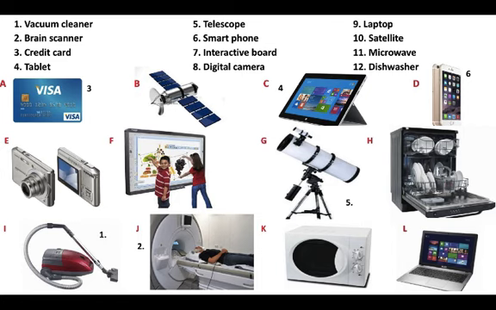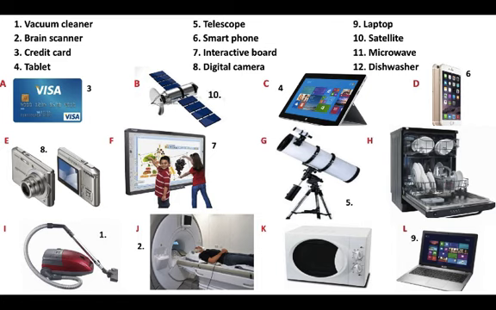Next one, smartphone. It's a 6. Interactive board. It's 7. We can use it, for example, in the classroom, or sometimes in our meetings, or in the business field in companies. Digital camera. We are familiar with this one. It's 8. Laptop. It's 9.